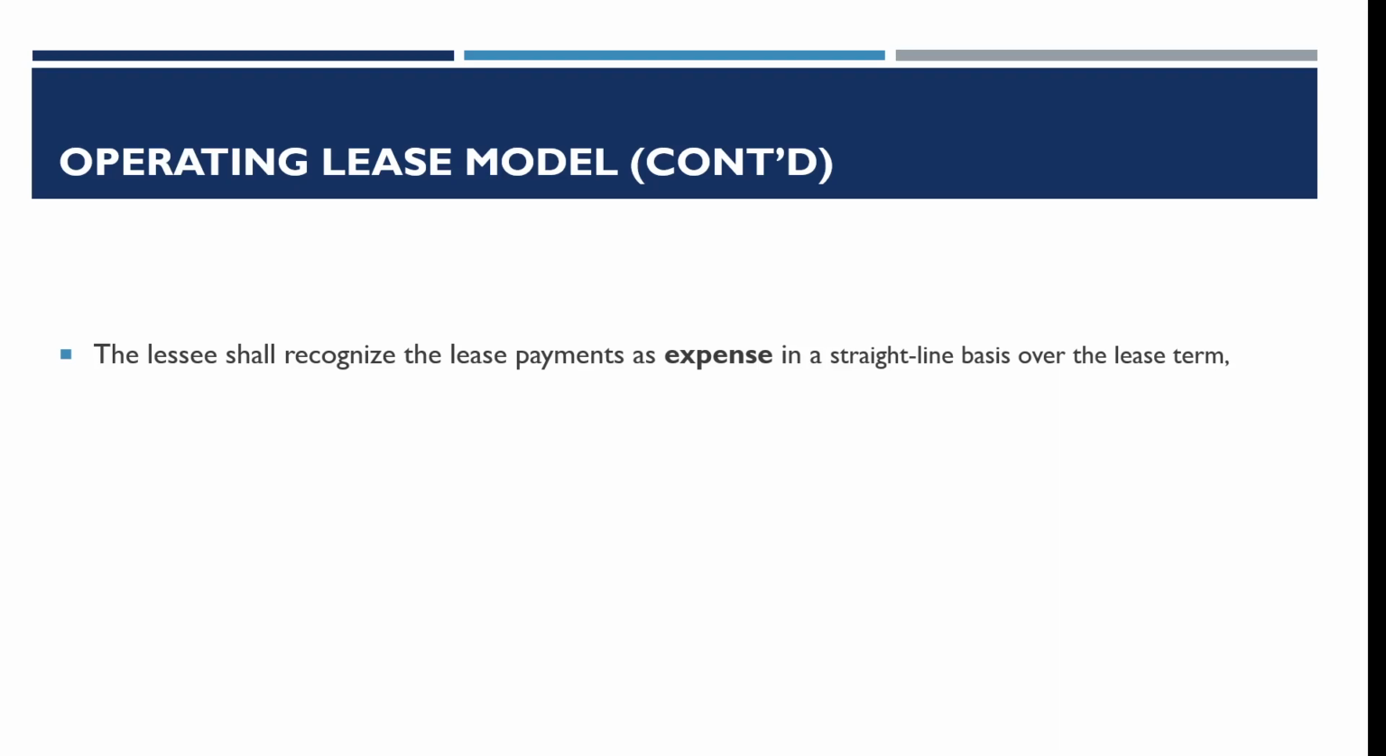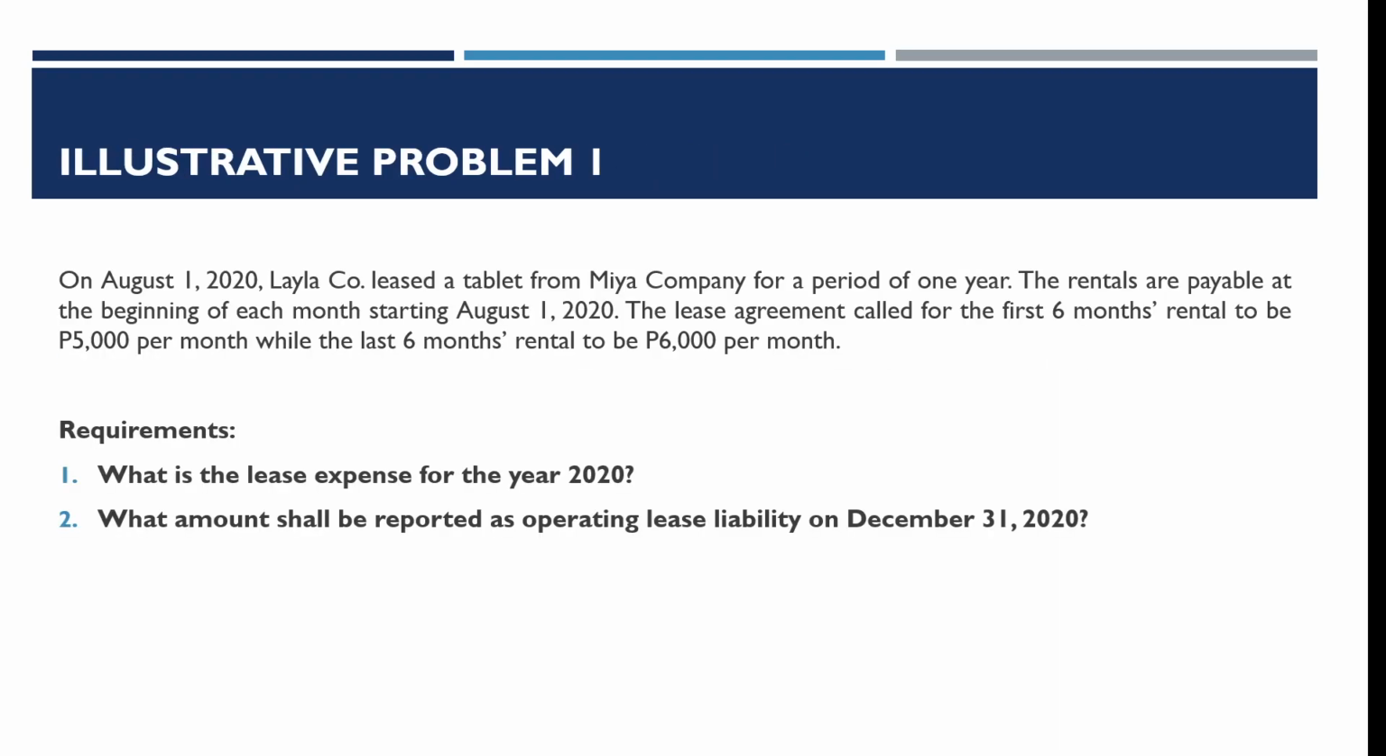Under operating lease model, pareho na sila ni lessor dito. Okay? Pag operating lease kasi, we will recognize lease payments as expense in a straight line basis over the lease term. So, kung nakay lessor tayo, nagre-recognize tayo ng lease income in a straight line basis over the lease term. Dito naman, since tayo ang lessee, magre-recognize tayo ng expense on a straight line basis. The same yung procedure. Straight line basis lang tayo.